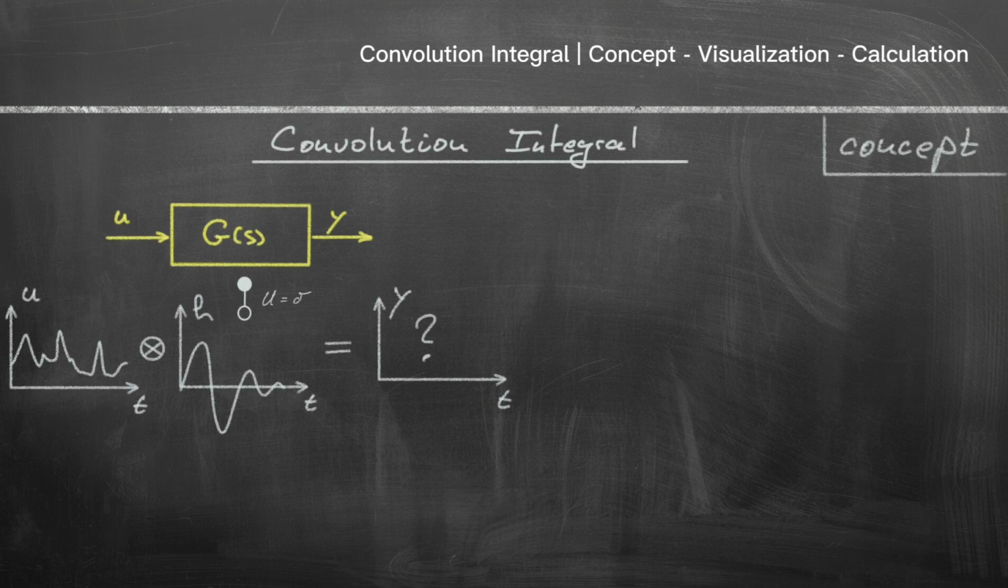We have a dynamic system that is described by its transfer function g of s. We have an input signal u, which can be represented by discretization as a sequence of individual impulses. And this signal is convolved, represented by this symbol, with the system's impulse response function. How to derive the impulse response is something we already learned in a previous lesson. When we convolve these two signals, we obtain the system's response, generally denoted as y. Mathematically, it looks like this.